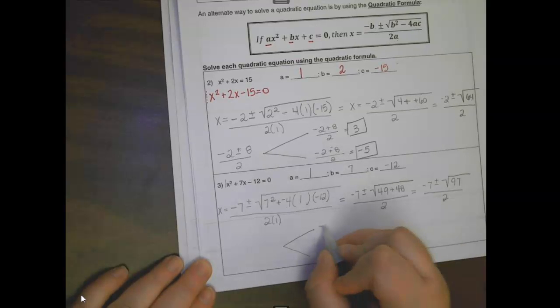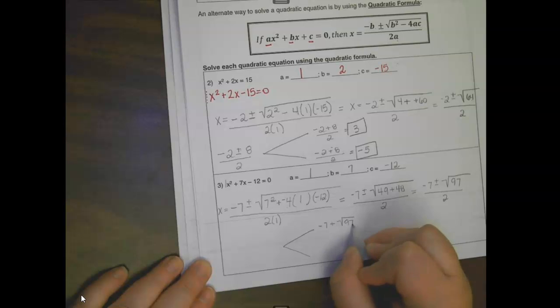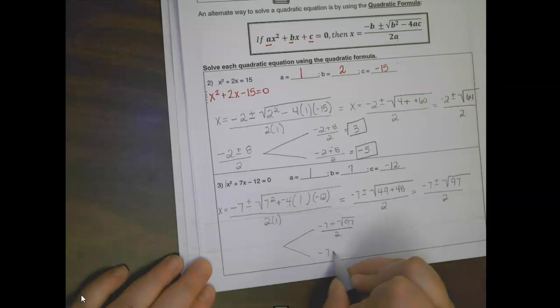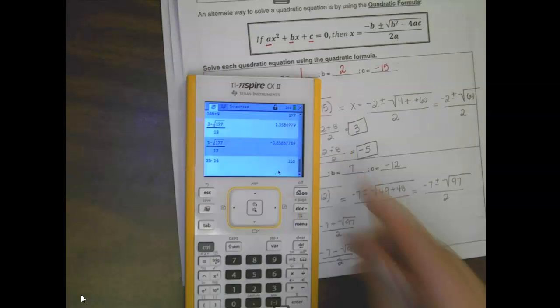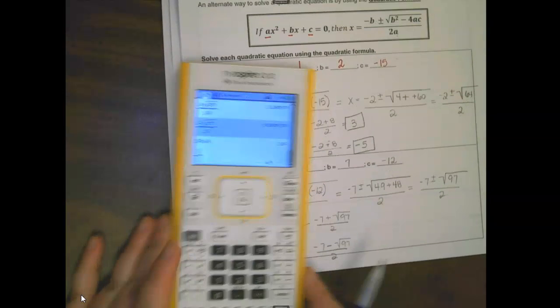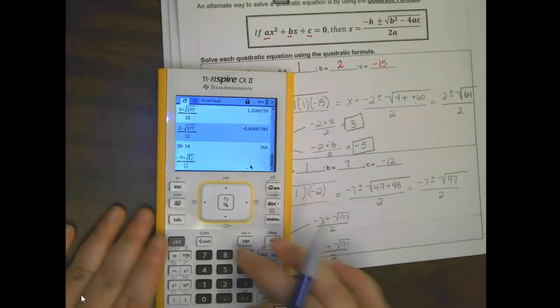So I'm going to do negative 7 plus the square root of 97 over 2. And I'm going to do negative 7 minus the square root of 97 over 2. All right, this is when our calculators become pretty helpful. So I do it as the fraction. So I'm going to do negative 7 plus the square root of 97.